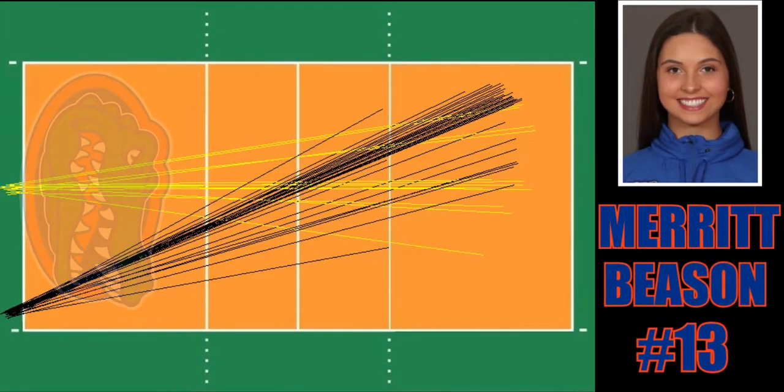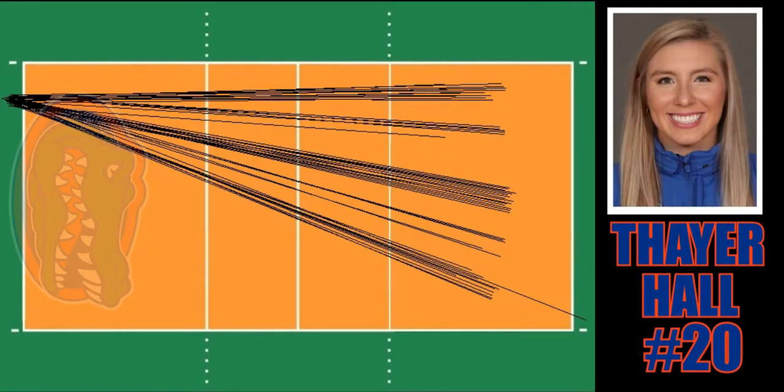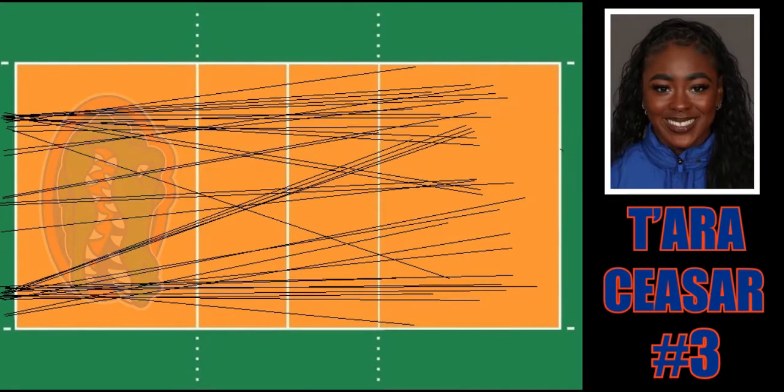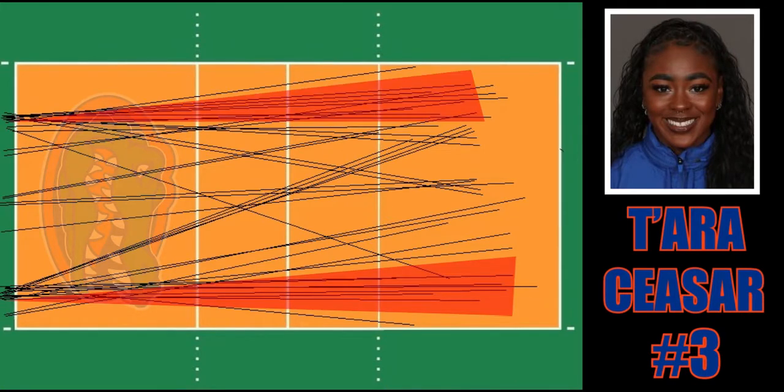I use the same process to scout all the players' serving tendencies. The number 13, her tendency is zone 1. The number 20 can serve everywhere. In my opinion, she does not have a special tendency. The number 3, she has this tendency to serve all the way straight from her starting serve spot.